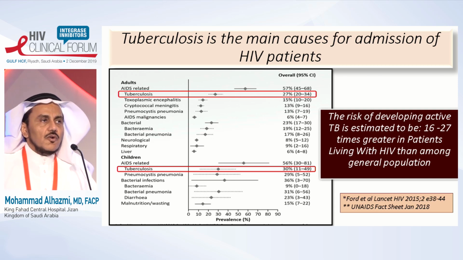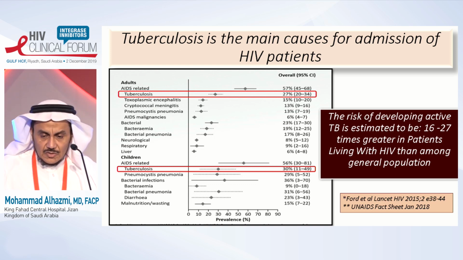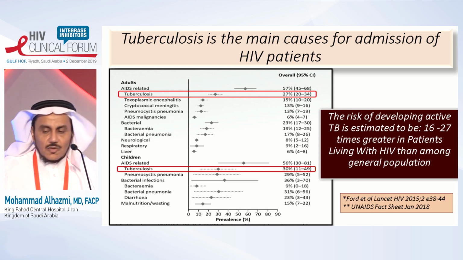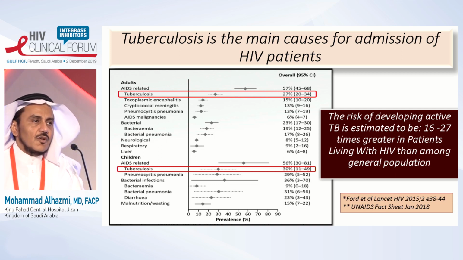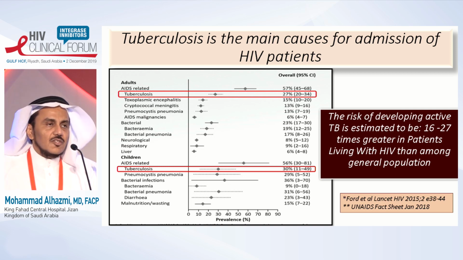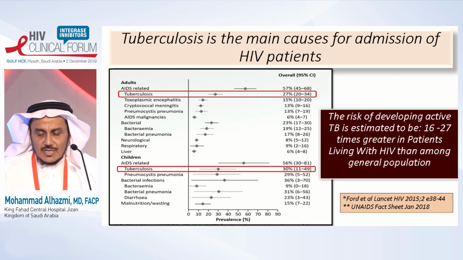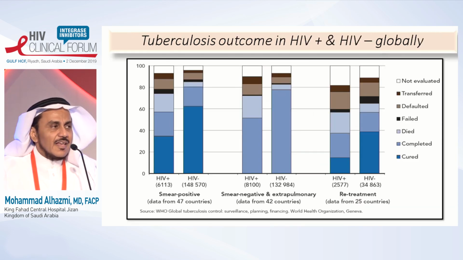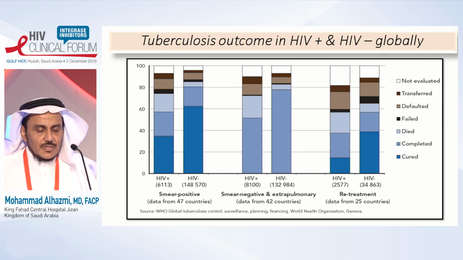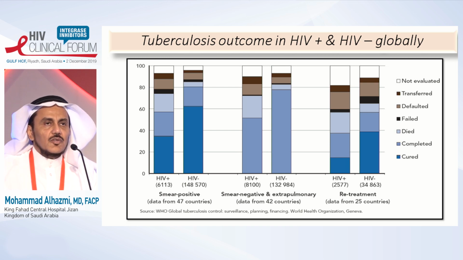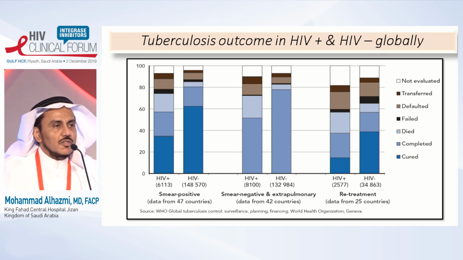TB is also the main cause of admission in HIV patients, whether they are pediatric or adult, ranking around 30% of the causes of admission. In fact, the risk of developing an active tuberculosis is between 16 and 27 times more than in the HIV negative populations. Any outcome you look at in tuberculosis is worse when you have an HIV positive patient than negative patients. The cure is less with HIV positive patients, mortality is high, and retention of care is lower.